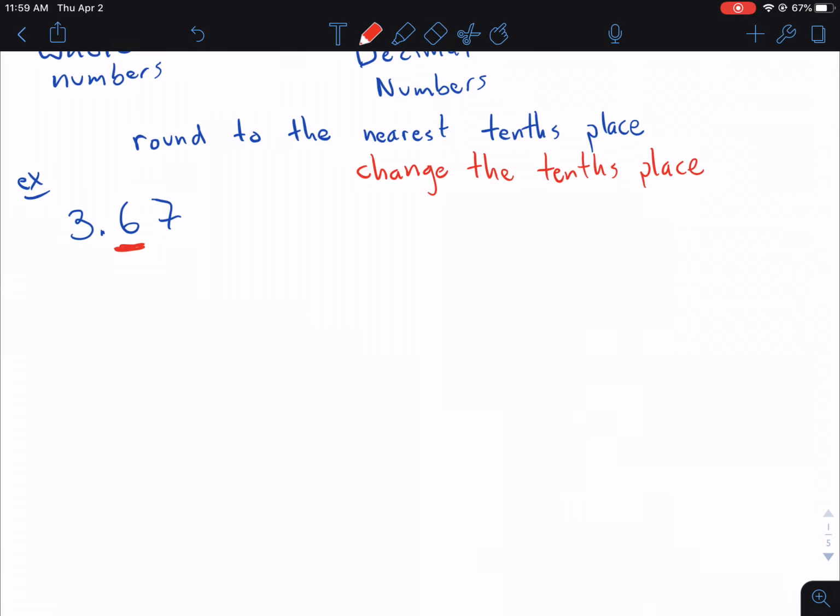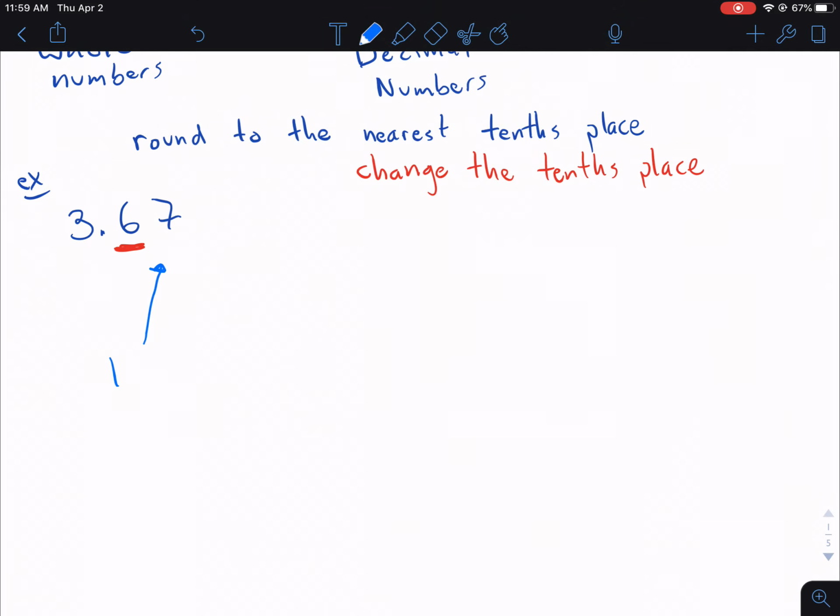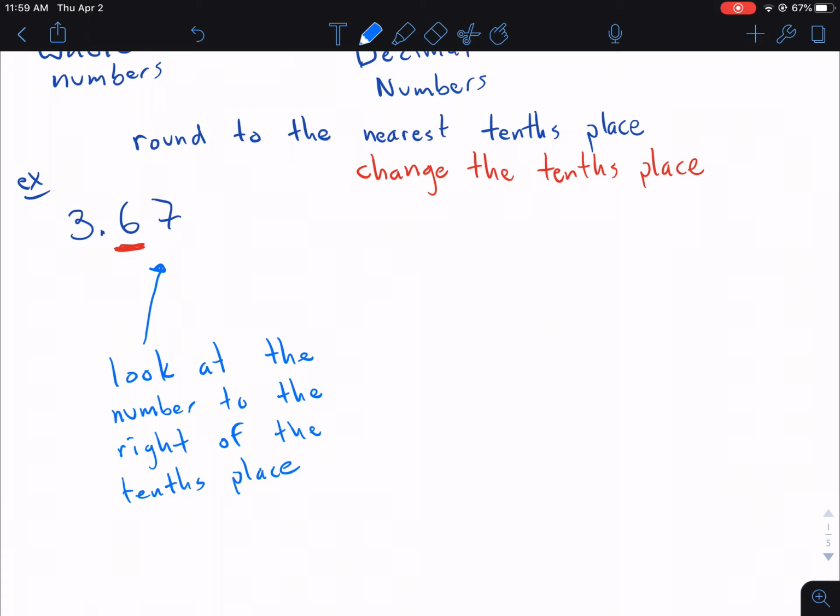Now, what we change, we're going to look at the number to the right of the tenths place. So what number is that? We're going to look at the number 7. We have two rules for this. Our first rule, 5 or bigger. If it's 5 or bigger, we go up.